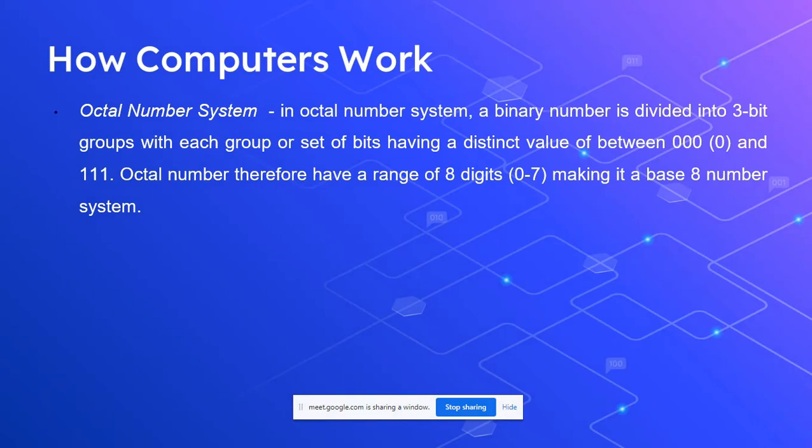So, next we have the octal number system. In octal number system, a binary number is divided into 3-bit groups, with each group or set of bits having a distinct value between 000 and 111. Octal numbers therefore have a range of 8 digits, namely 0 to 7, making it a base 8 number system.